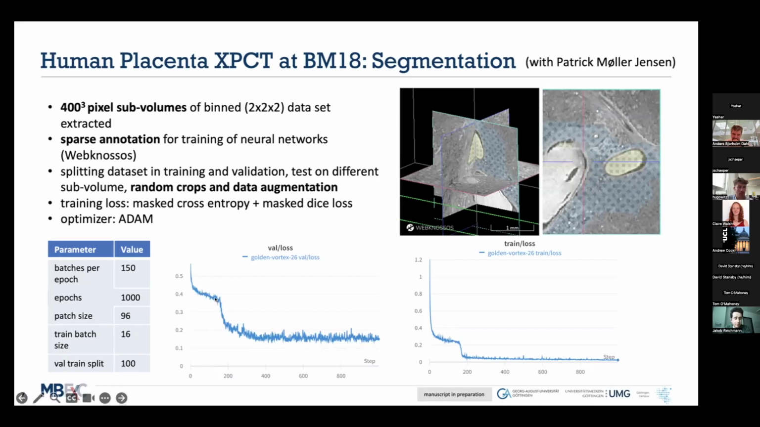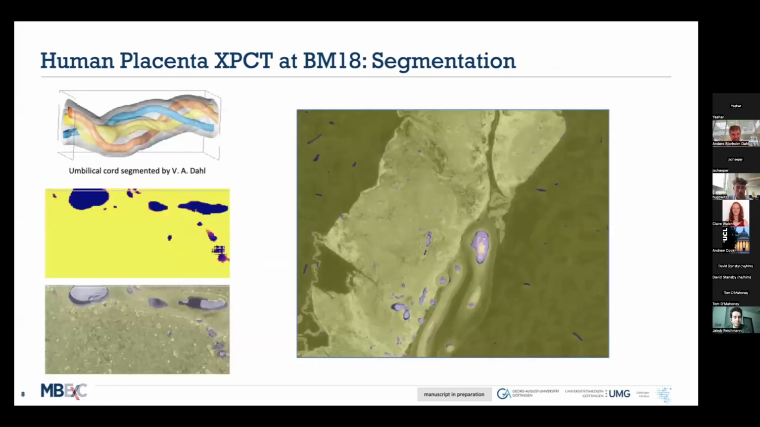And we saw that after, let's say, 180 epochs, we saw a significant drop in the validation, but also in the training loss, after we trained it on the entire placenta, which the network didn't see before. And we can see as a result, here on the bottom left, that the segmentation of the large structures worked quite well. Here on the top, you can see a segmentation by Yashvardhan Dahl, who used another MATLAB-based software to segment the cords in the umbilical cord.